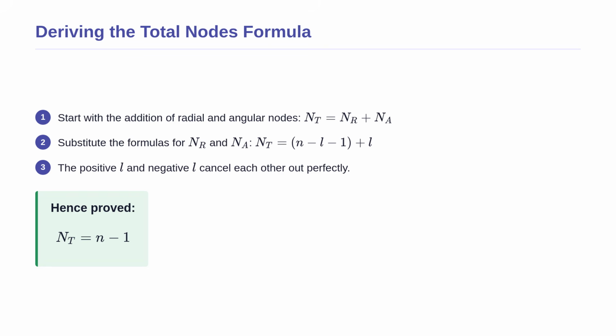Notice the mathematical reasoning here. The negative L from the radial formula and the positive L from the angular formula cancel each other out perfectly. This gives the final result. Total nodes equals n minus 1. This profound truth shows that the total number of dead zones depends only on the main energy level. A 3s, 3p and 3d orbital all have exactly two total nodes because they share the same principal quantum number.